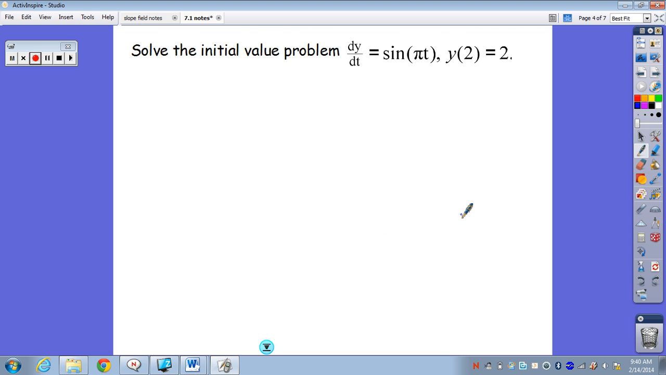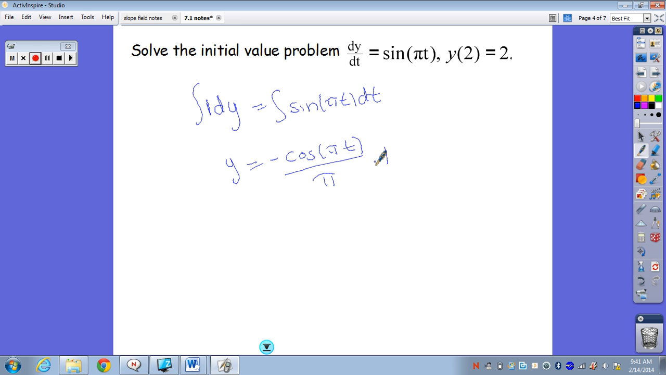Again, solve the initial value problem dy/dt equals sine of pi t, where y of 2 is equal to 2. The first thing I'm going to do when they say solve is find the original equation. So I'm going to separate my variables. Then I'm going to integrate both sides to get the general solution. Remember there's a 1 here. The integral of 1 is y. The integral of sine of pi t is negative cosine of pi t, and then I have to divide by the derivative of the inside, which is pi, plus c.